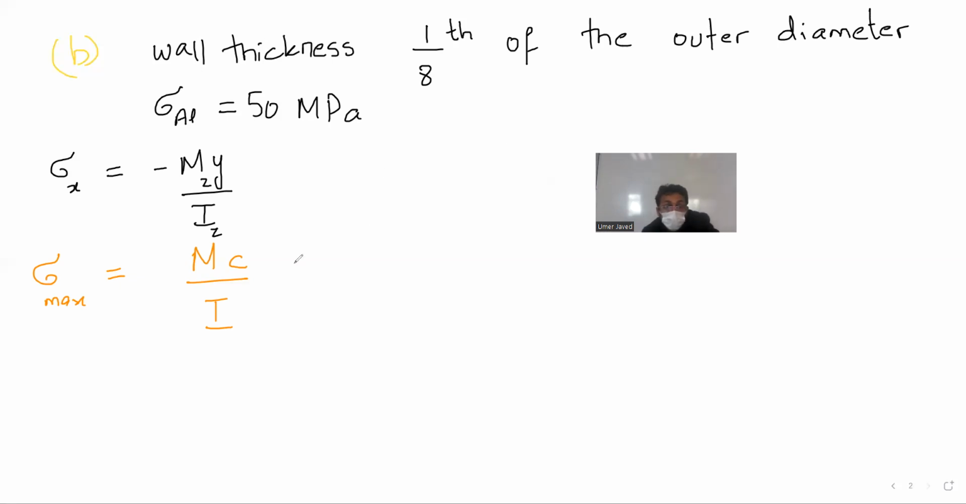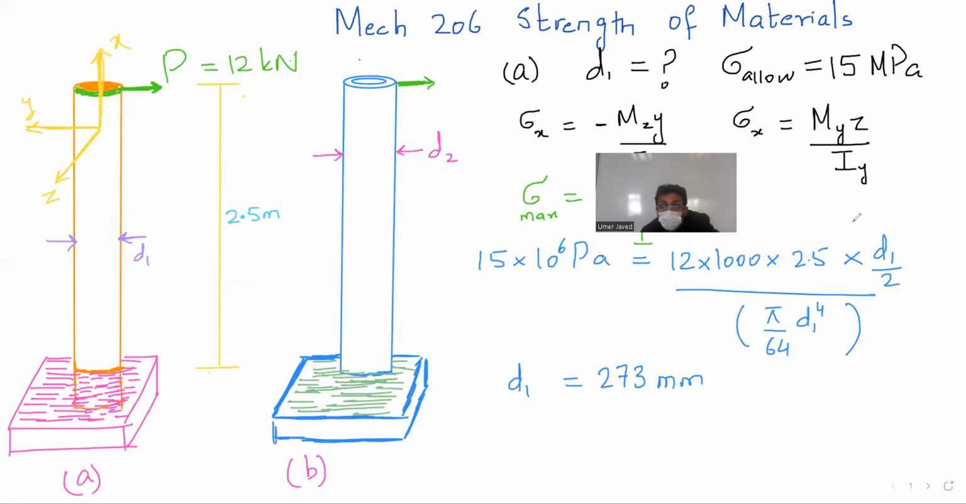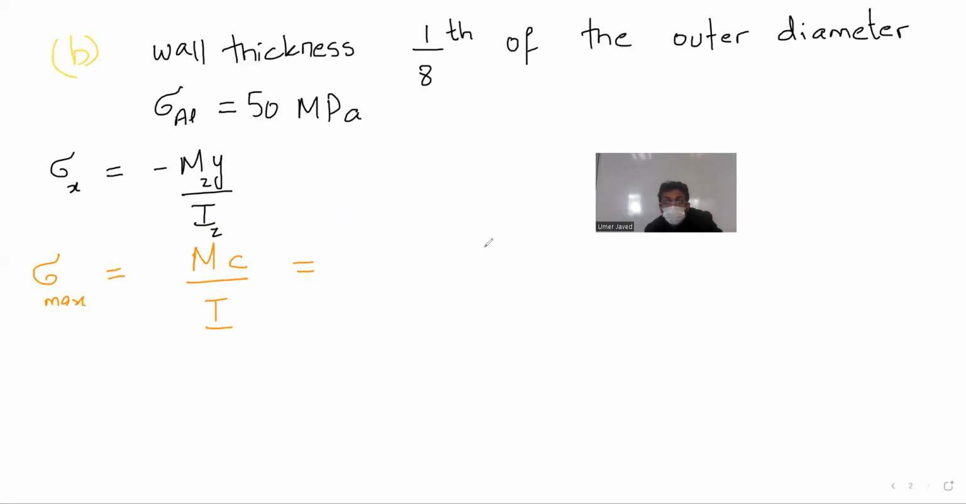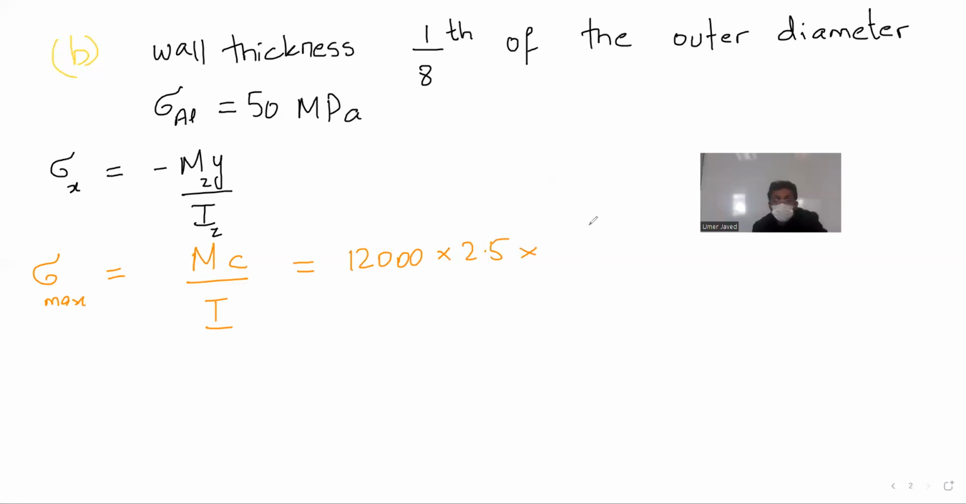So M is, what was P by the way? 12 multiplied by 1000 into 2.5. Multiply by C, which is D2 by 2, right?